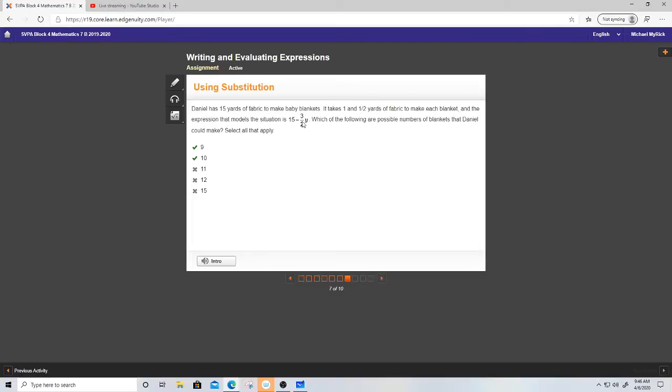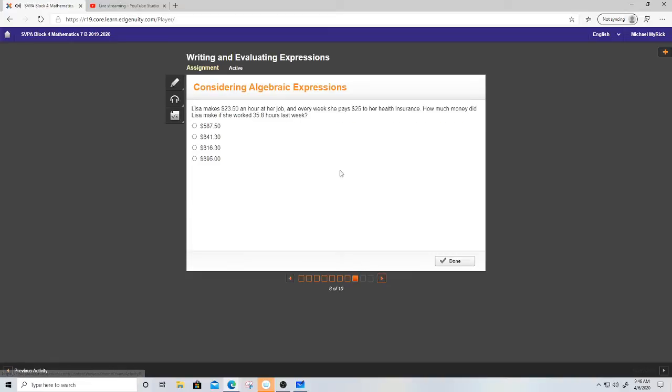I guess what we were supposed to do is take their numbers and put them in there. But I would call that lazy. Or not lazy, maybe not precise. There's a better way to do things. How about that? Determine the amount of money Lisa makes after paying her health insurance for the week.